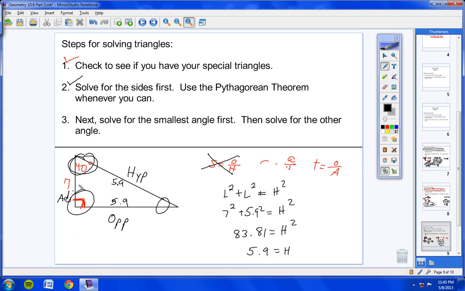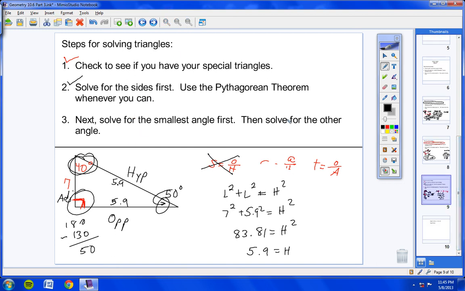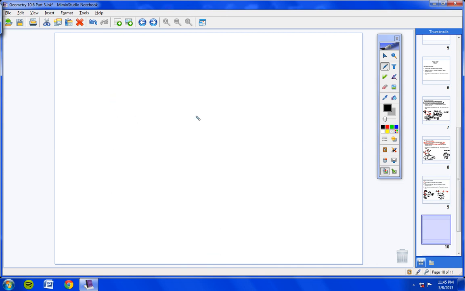So 40 plus 90 is 130. So 180 minus 130 would give you 50. So this angle right here has to be 50 degrees. So there, we solved the triangle using these steps right here. Let's take a look at one more. Then I'm going to give you homework, and we're going to work on the homework together for a while, okay?